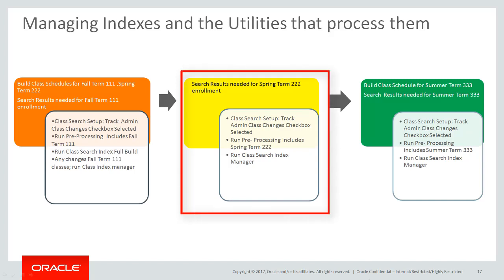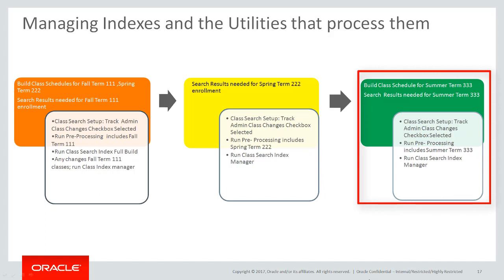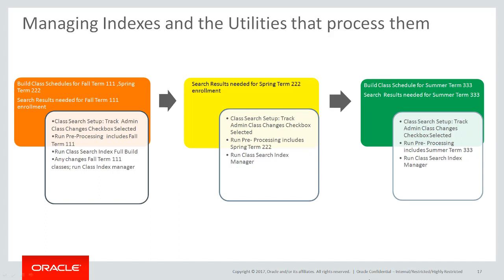When you need spring term 222 search results for enrollment, as long as you have selected track admin changes to classes, you can deploy them to users by including spring term 222 classes when you run the class search index preprocessing and the class search index manager. When you enter summer term 333 classes to your schedule of classes, with track admin changes to classes selected, you can run index preprocessing and the class search index manager to deploy those classes to students.